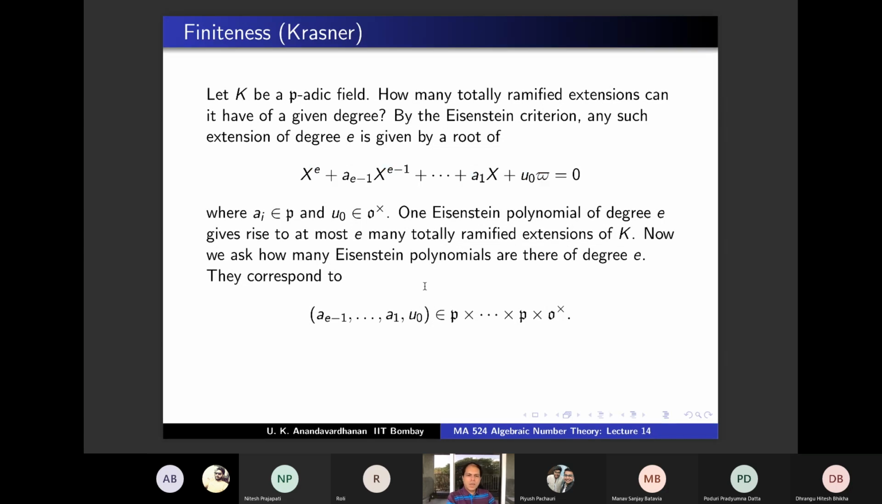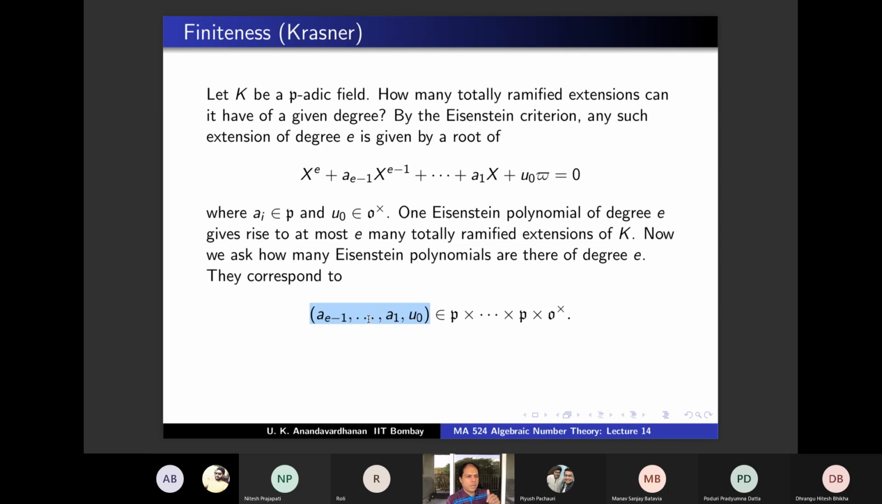In other words, if you have an Eisenstein polynomial corresponding to this tuple, and if you take a small enough neighborhood of this tuple inside this topological space, this is the product topology. All these have topology coming from the metric, and this is a product topology. And if you take this point in this topological space, and if you take a small enough open neighborhood, how small? I don't know. We did not have an effective theorem. It doesn't matter. Small enough is enough for us. So if you take a small enough open neighborhood of this, and if you take the corresponding Eisenstein polynomial, I am not going to get new totally ramified extensions.